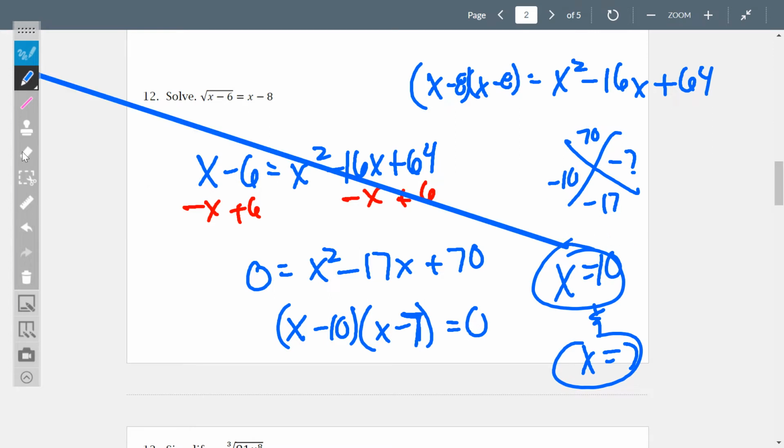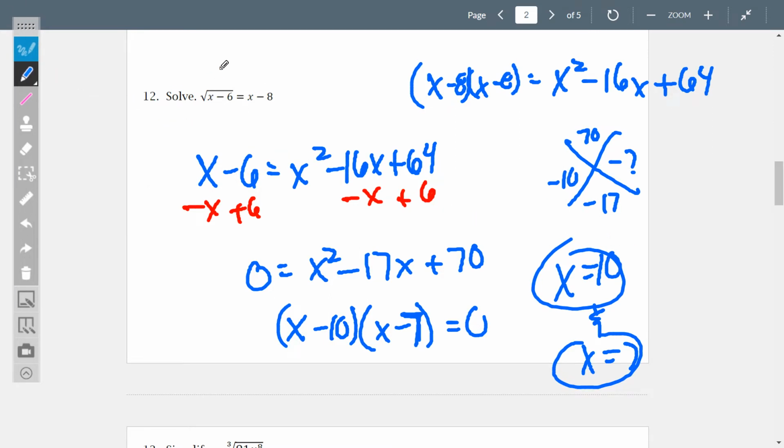So substitute 10 into the problem. So 10 minus 6, so that's the square root of 4, equals 10 minus 8. So 2 is equal to 2. So this one works fine.